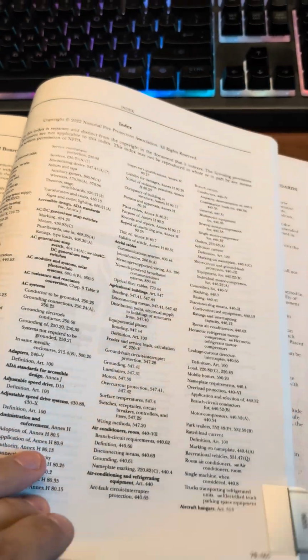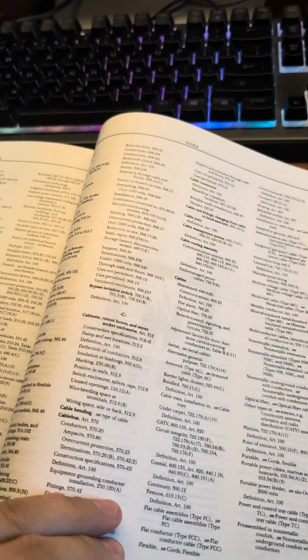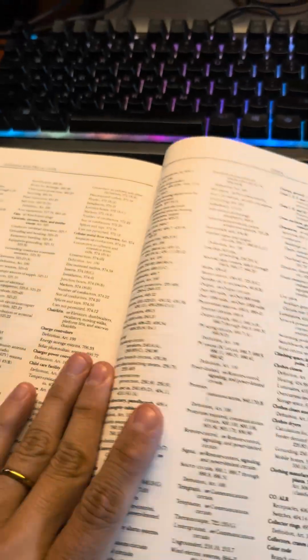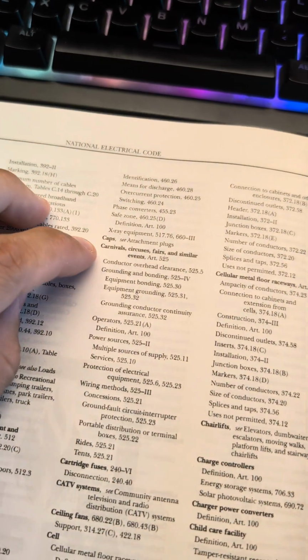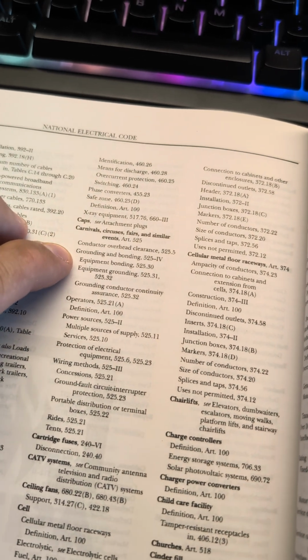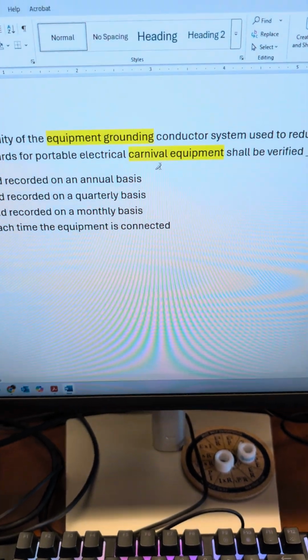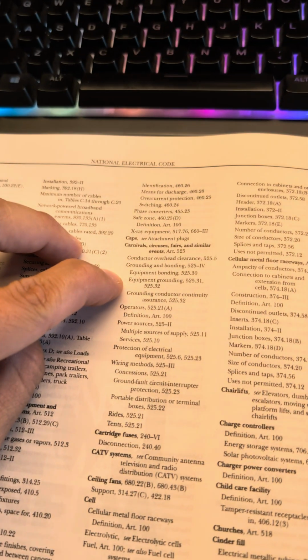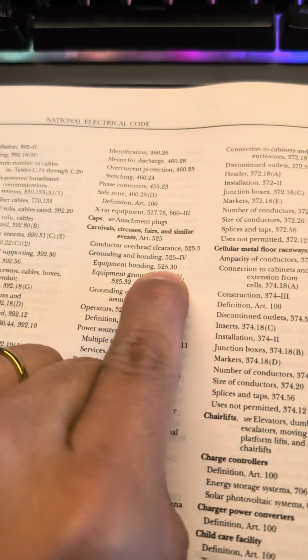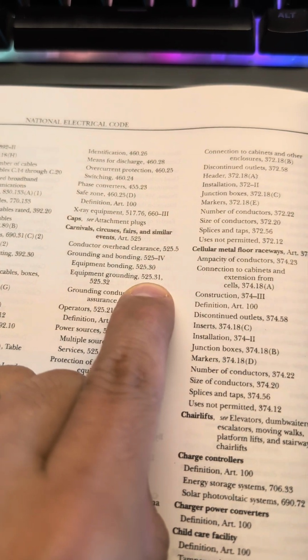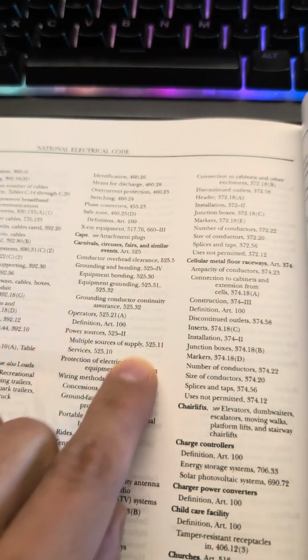So how we find that is we go to our index in the back of the book, and we go to C for carnival. Carnivals right here. And now there's equipment bonding and equipment grounding. Now remember, we're looking for equipment grounding. So that's going to be 525.31 and 525.32. So let's go to 525.